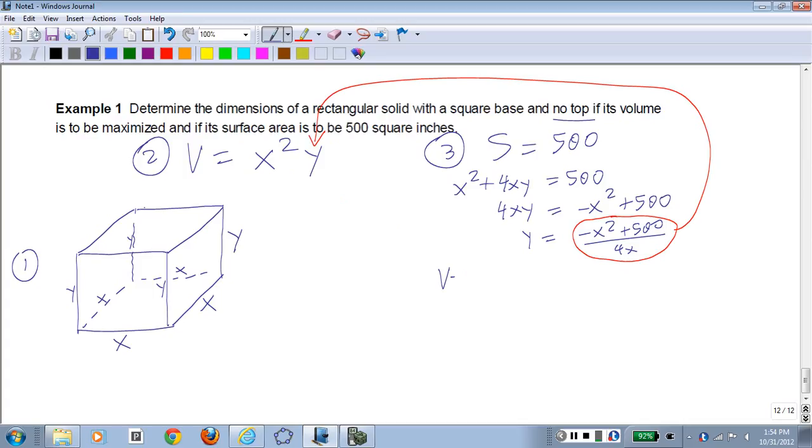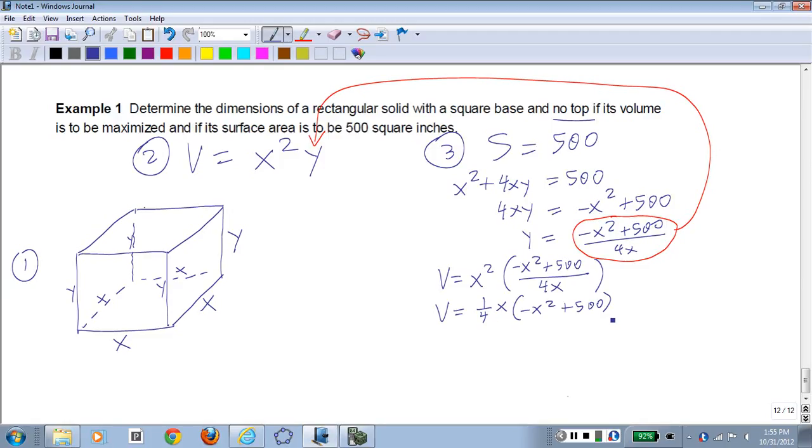V equals x squared times negative x squared plus 500 over 4x. So it looks like the x divides out one of those factors of x in the x squared. And the 4 in the denominator can come out in front as a 1/4 if we want it to. So I'm going to say this is 1/4 x times negative x squared plus 500. This x down in the denominator divided out one of those x's, and so that x squared just turned into an x, and the 4 came out in front as a 1/4.